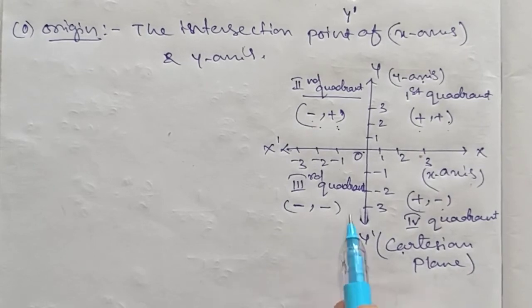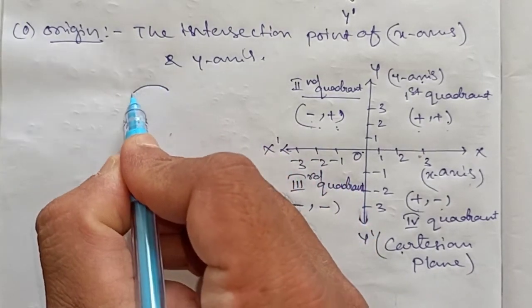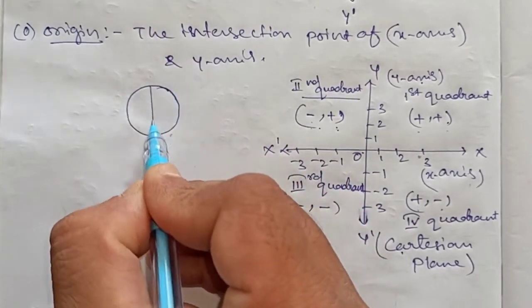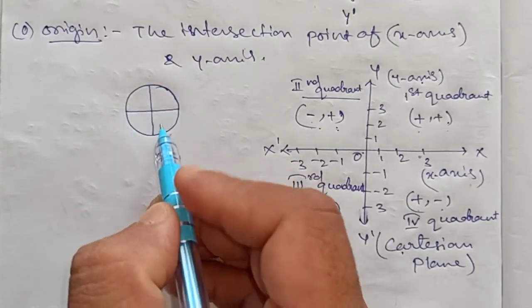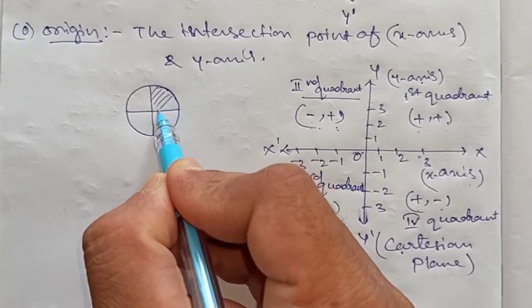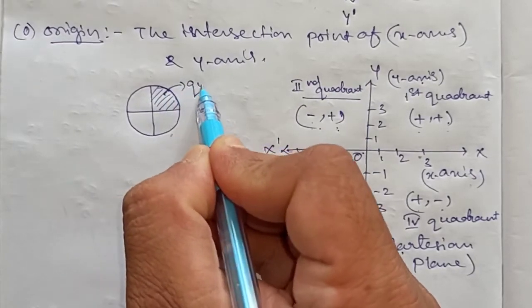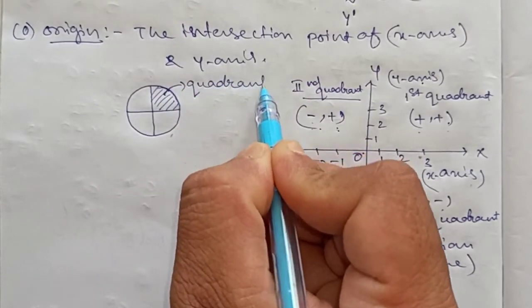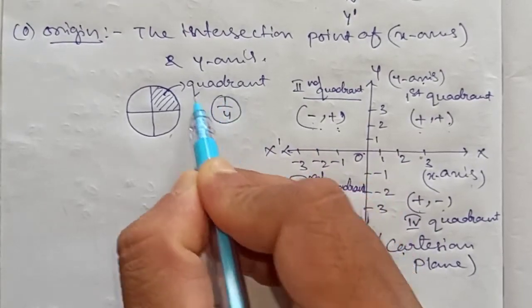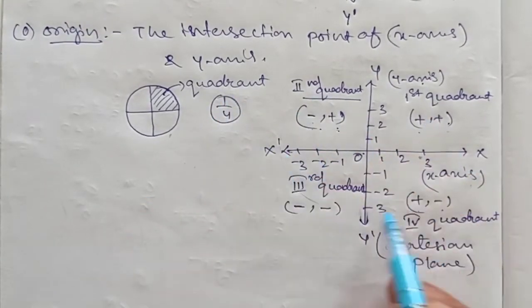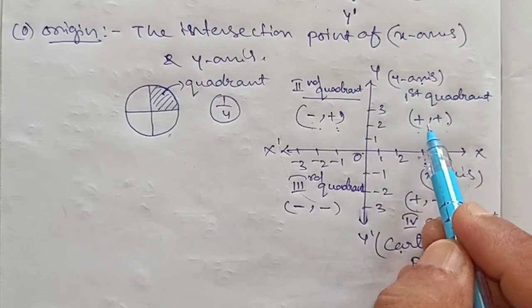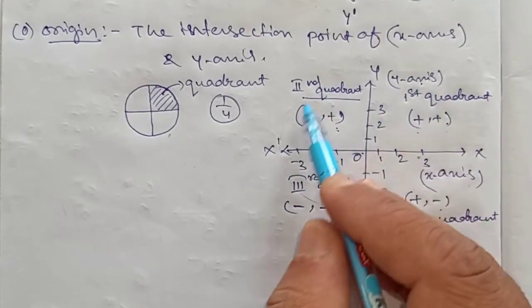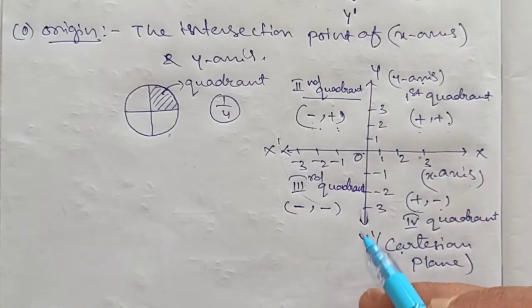What is a quadrant? Quadrant means if a whole portion is cut into four parts, one quarter part is called a quadrant. Quadrant means out of four parts, if we take one part, it is called a quadrant. Similarly, there are four quadrants in a Cartesian plane.